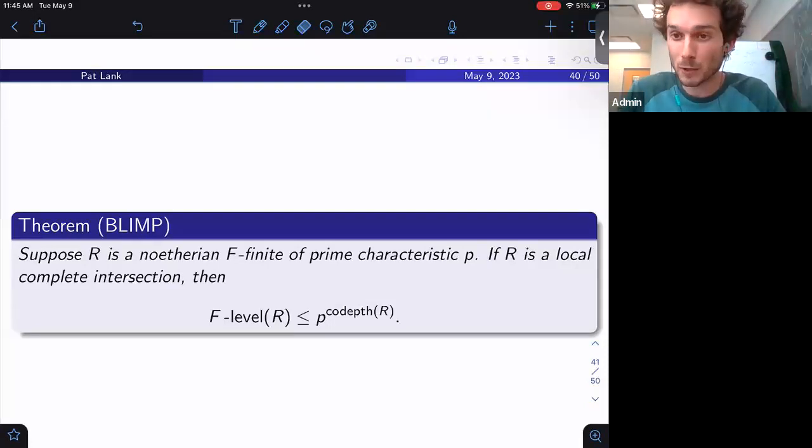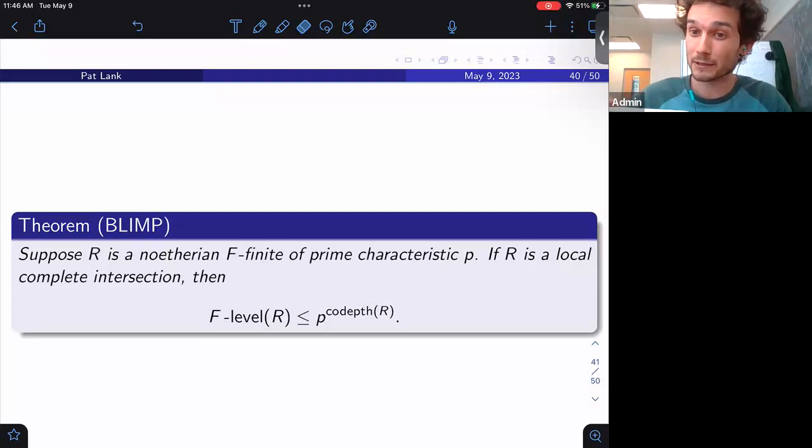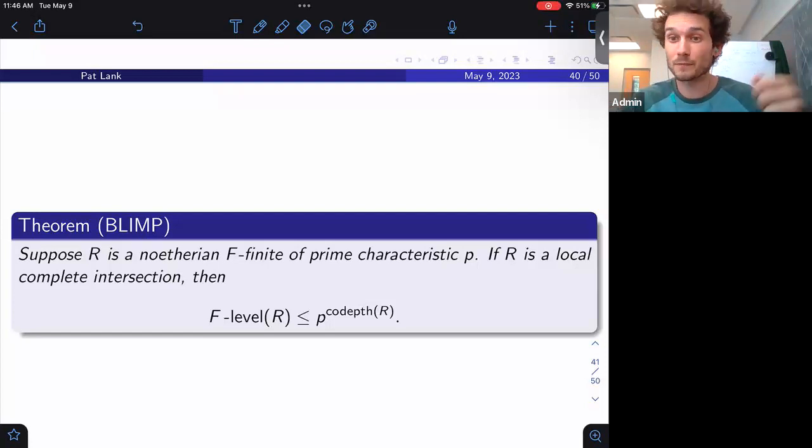Now, this bound might not be the sharpest if codepth is really large or P is really large, but in some sense, it shows a relationship once again. This assumption of being F finite allows you to produce bounds on invariants in terms of the characteristic and the codepth, and maybe in terms of other invariants, perhaps, in the future.